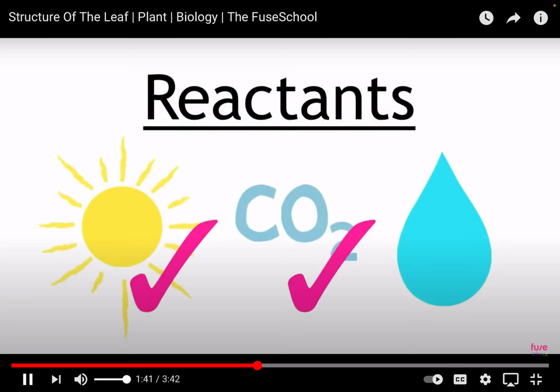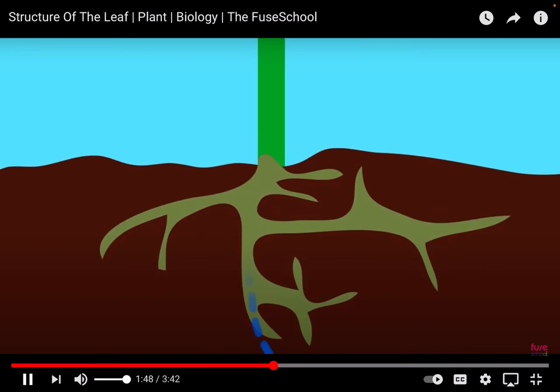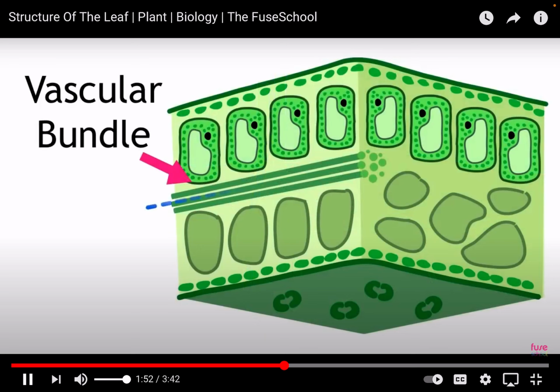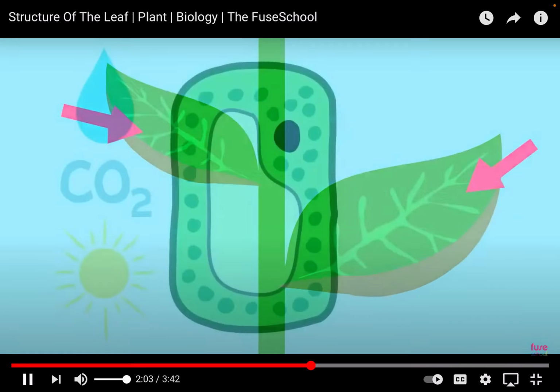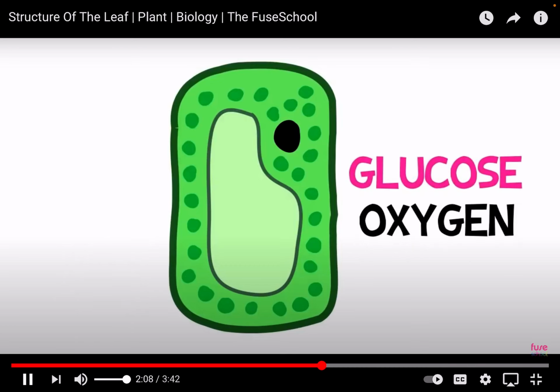So we've got sunlight and carbon dioxide now. What's left? Water. Water comes up through the roots and stem and enters the leaf through a vascular bundle, which contains a hollow tube for water transport called the xylem. Look at how the vascular bundle spreads out in the leaf to form veins so that it can spread water throughout. So now the leaf's palisade cells have water, carbon dioxide, and sunlight. All they need to photosynthesize and make glucose, their food, and oxygen.